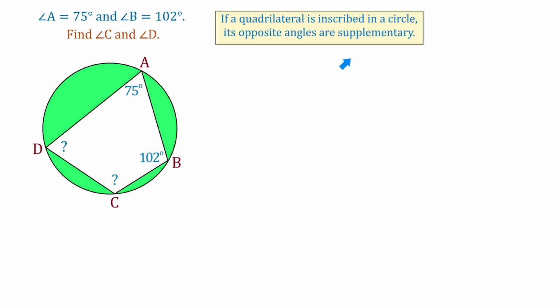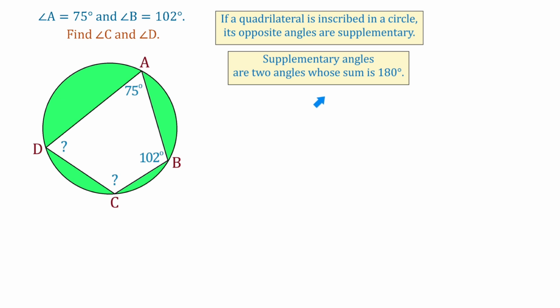If a quadrilateral is inscribed in a circle, its opposite angles are supplementary. And supplementary angles are two angles whose sum is 180 degrees. In this quadrilateral, angles A and C are opposite angles, and this means that their sum is 180 degrees. So we can write that angle A plus angle C equals 180 degrees.